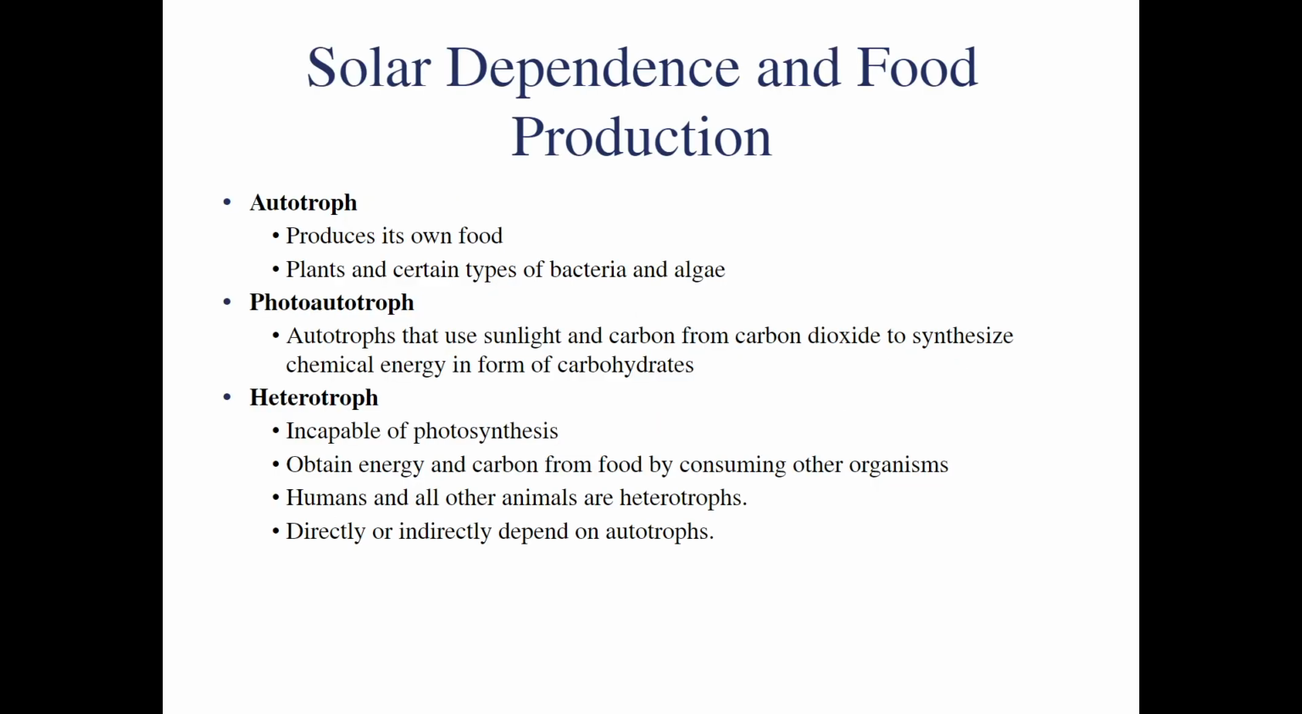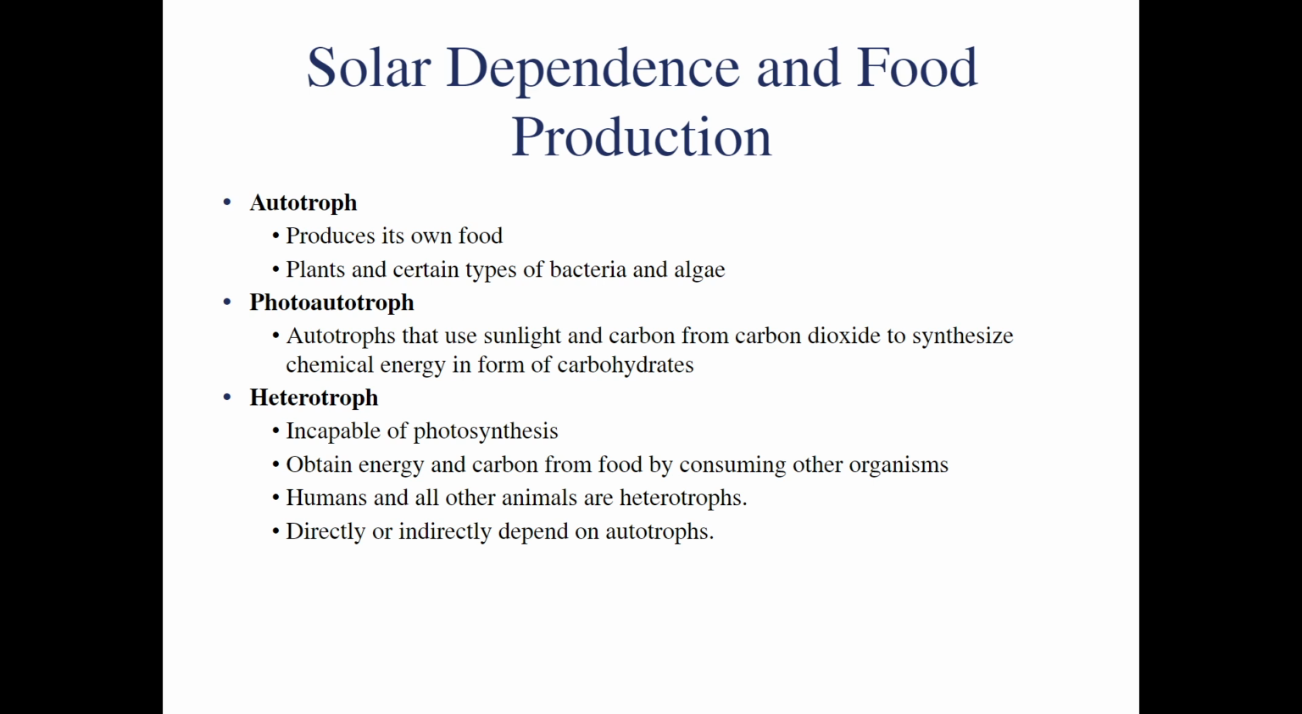Let's look at some definitions. An autotroph produces its own food. Plants, certain types of bacteria and algae, they would be autotrophs. And they're primarily photoautotrophs, which are autotrophs, so organisms that produce their own food, that use sunlight and carbon from carbon dioxide to synthesize chemical energy in the form of carbohydrates.